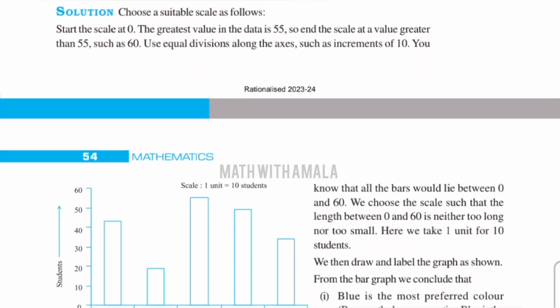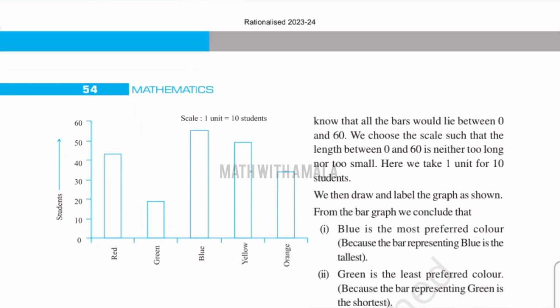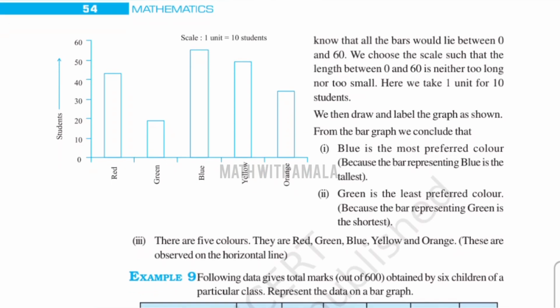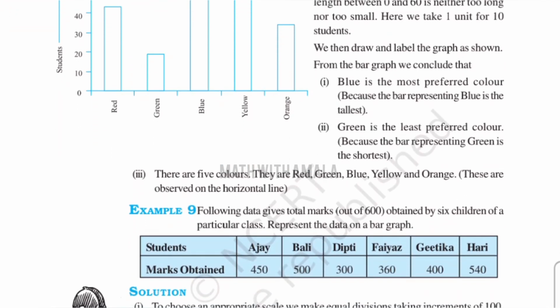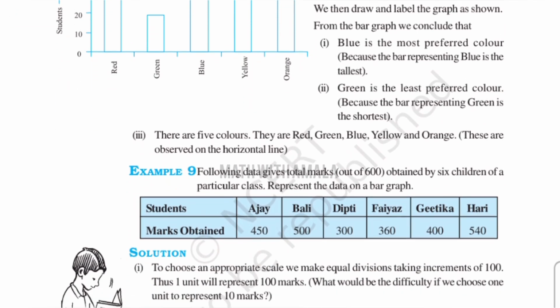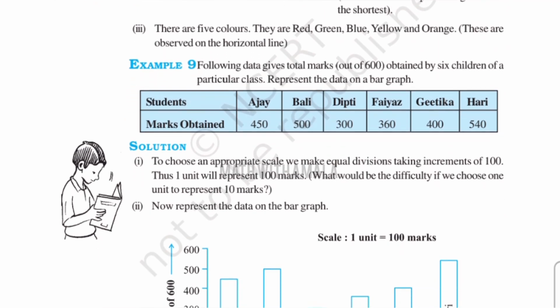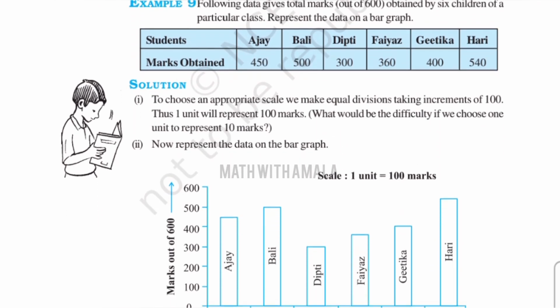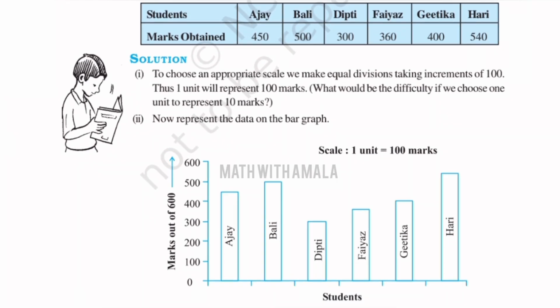Suppose the scale is 1 unit equal to 10 students, which means the distance from 0 till 1 on the x-axis will represent 10 students at a time, and you will maintain a gap in between, and according to the data you can represent them. For example, let us take example number 9. Here the students are Ajay, Bali, Deepthi, Fayaz, Geetika and Hari, and they have obtained the marks 450, 500, 300, 360, 400 and 540 respectively.